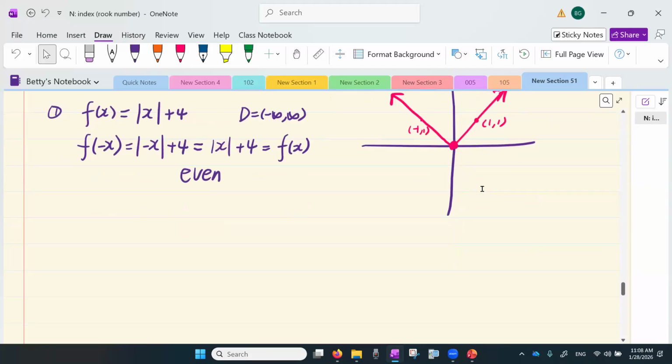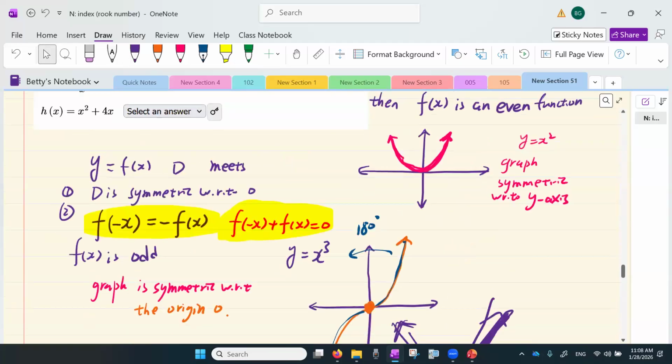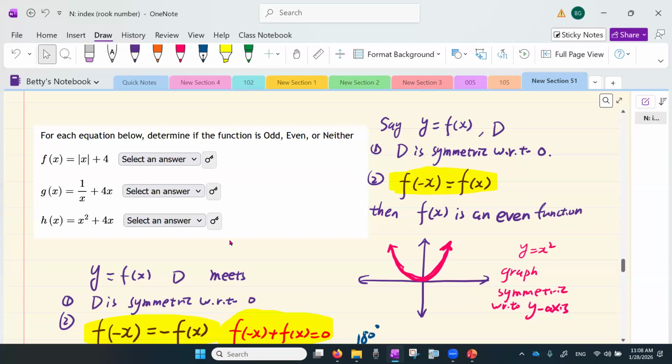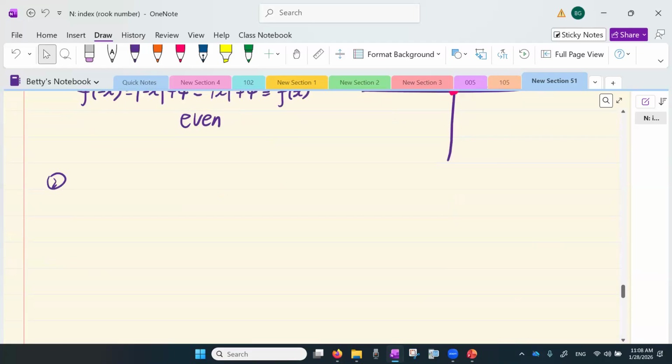Very good. Second question. Second problem, 1 over x plus 4x. 1 over x.